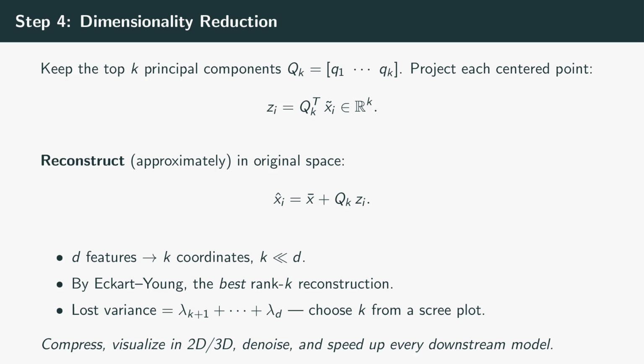How do we pick k? We look at a scree plot, the eigenvalues in decreasing order, and find the elbow where they flatten out, keeping the components before it. The payoff is enormous. We can compress data, visualize 1,000-dimensional datasets in 2 or 3 dimensions, filter out noise that lives in the low variance directions, and dramatically speed up every model we run afterward. Dimensionality reduction is PCA's gift to all of data science.